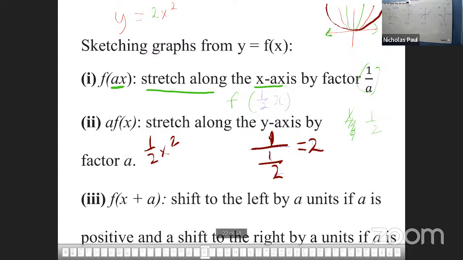So whenever you multiply x by a value a, you stretch along the x-axis by a factor of 1 on a. That's okay? I know it's slightly untidy, but write number 1 and write those examples now.